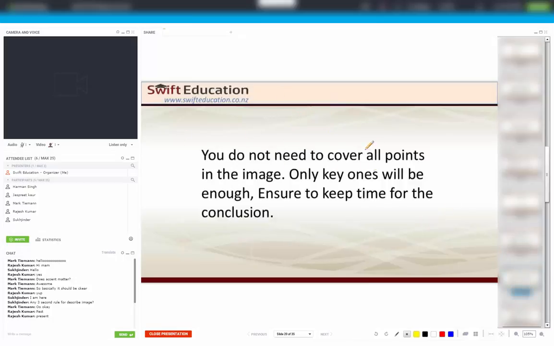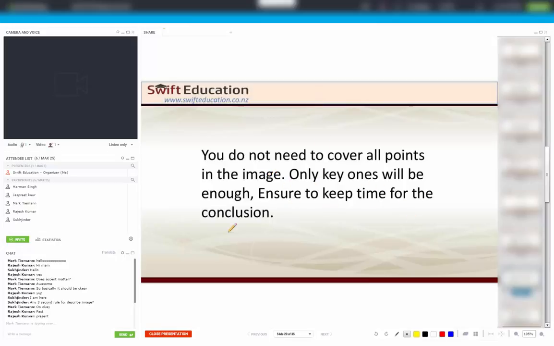You do not need to cover all the points in the image. So if you have 6 to 7 bars showing in the graph, you don't have to explain everything. You can take the most compared one or most contrasting one, so the highest and the lowest, or something which is really near to each other. Only key ones will be enough.